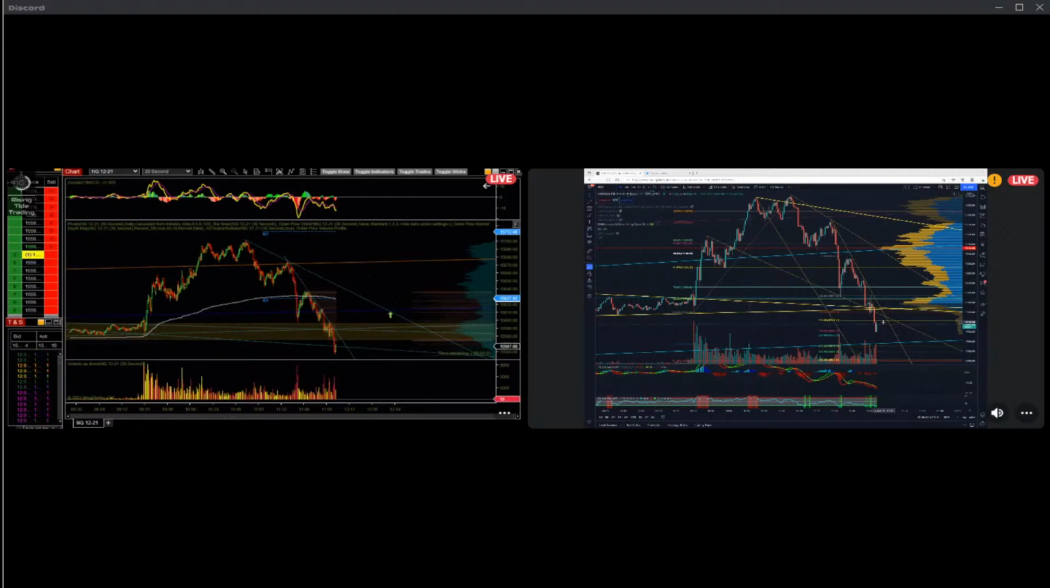Are we seeing any support anywhere for getting longs or no? On a break of this trend, you can look to go long.